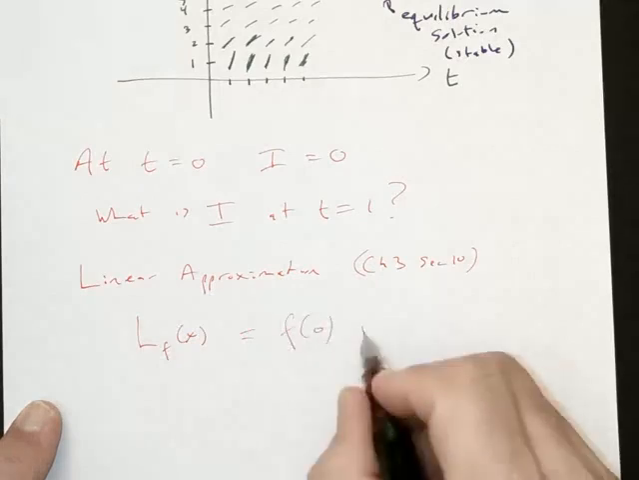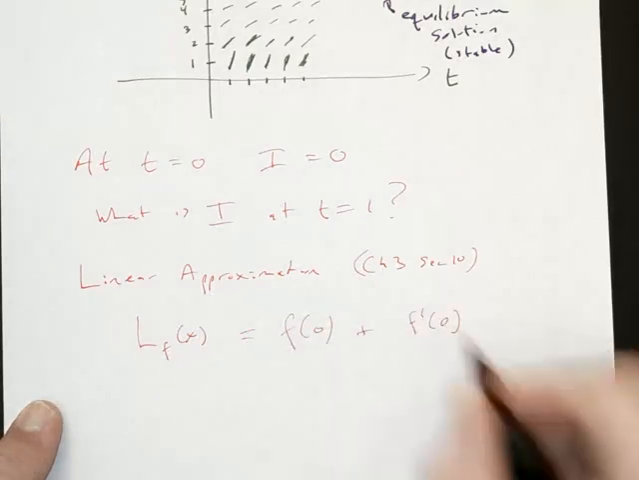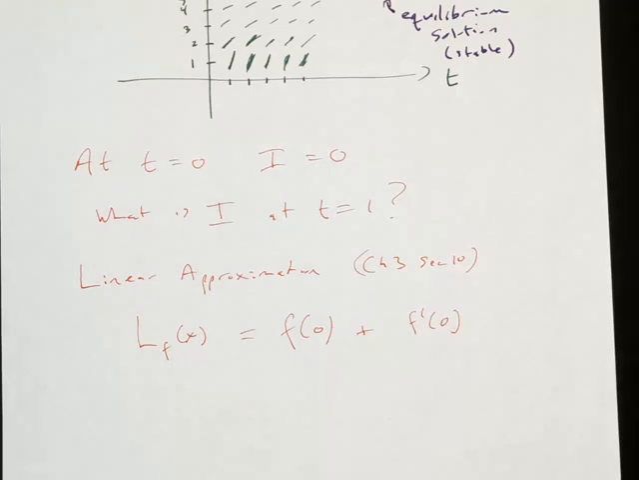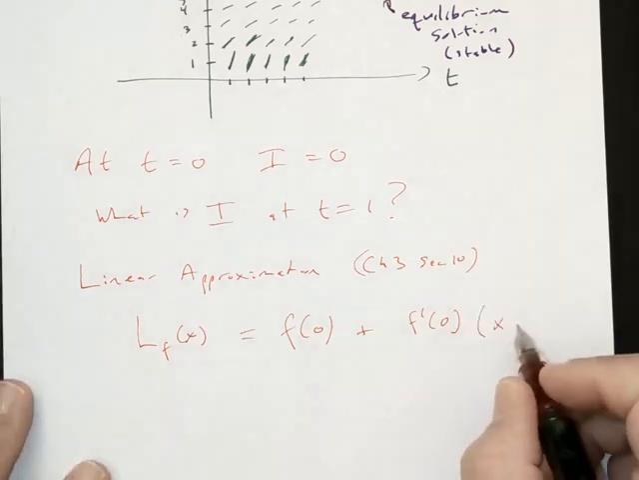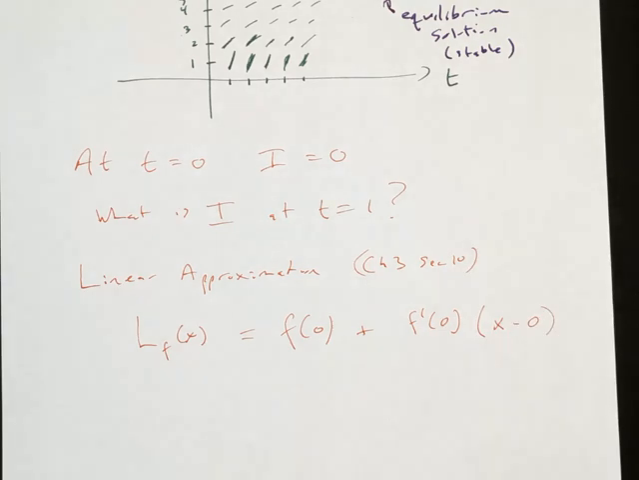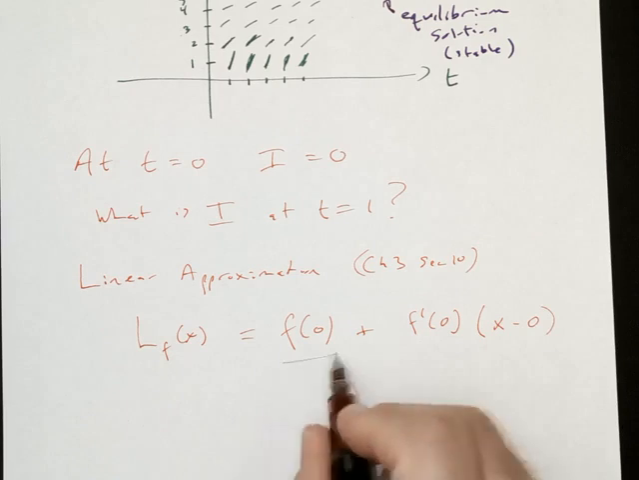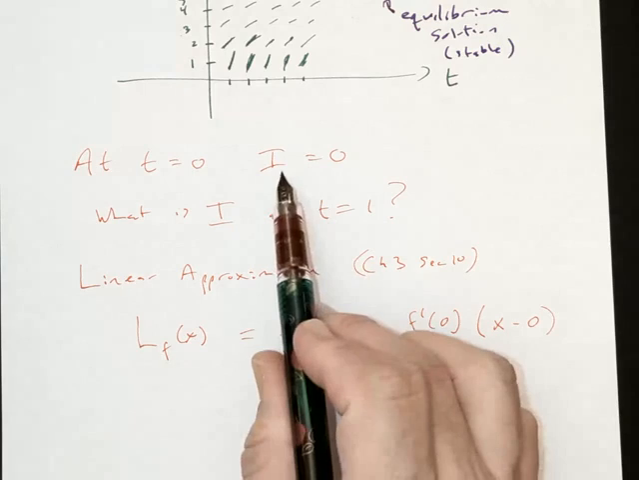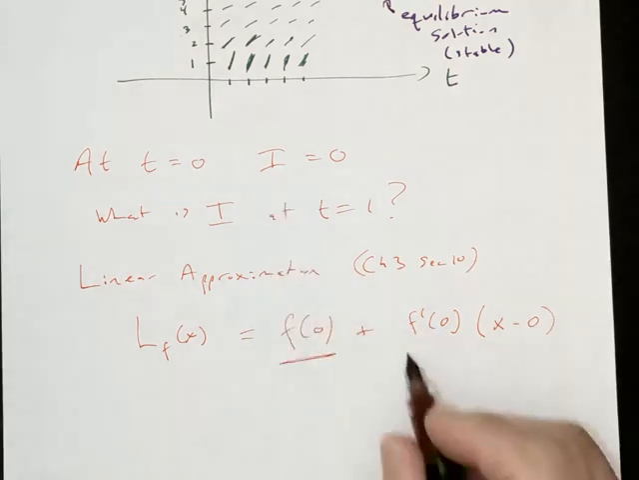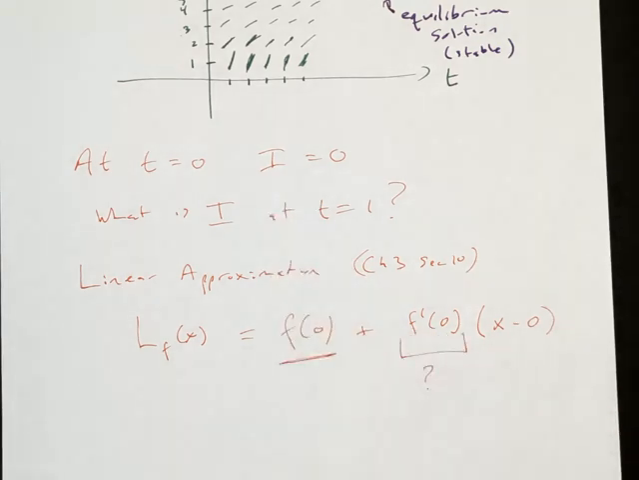So I use f of 0 plus f prime of 0 over 1 factorial. I'm sorry, 1 factorial is just 1. Times x minus 0 to the 1. But I know this number. That's right here. How do I find that number?